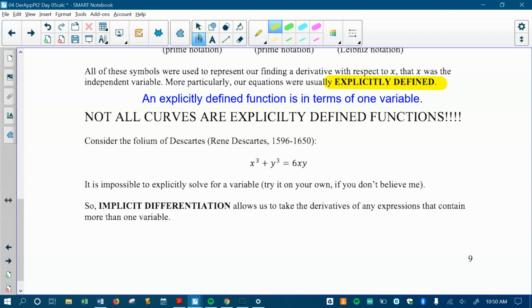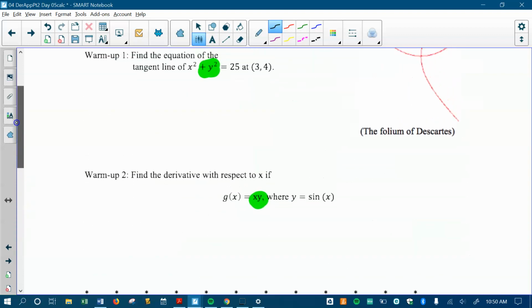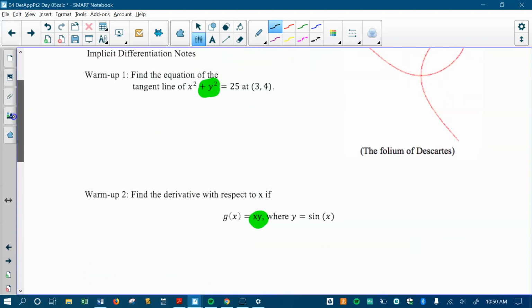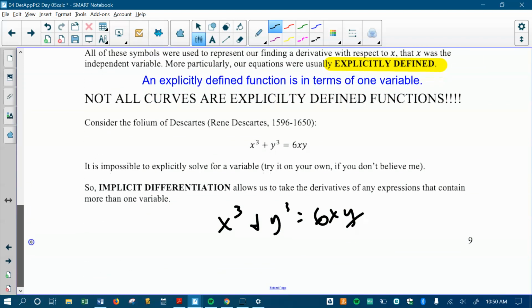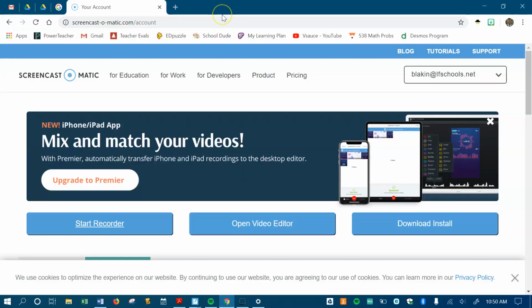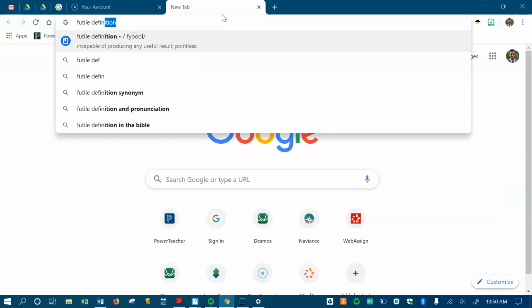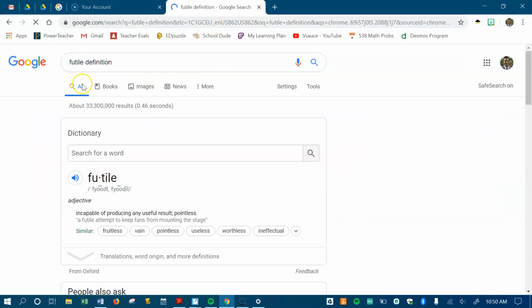Your efforts would be futile if you tried to solve for y directly. It would be impossible to solve for y directly. In our equations above in the warm-ups, we were actually able to get rid of the y. We were able to solve for y by itself. But in this case, in the x cubed plus y cubed equals 6xy, it is impossible. It's futile to try to actually solve for the variable. And if you're not sure what futile is, I'll look it up for you. Incapable of producing any result, it's pointless.